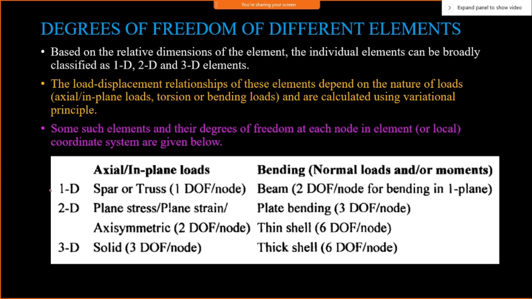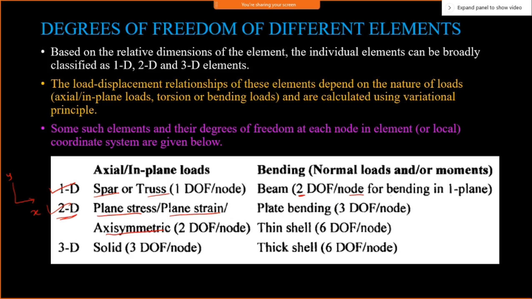So here we can see it is a 1D element, which is a spar or truss element. This truss element is further extended to 2D, with 2 degrees of freedom per node. In the beam element, we have 2 degrees of freedom per node for bending in a single 1D analysis. If you look into plane stress, it is called 2D because it considers x and y direction deformation. It comes under the category of plane stress, plane strain, and axisymmetric. All these come under 2 degrees of freedom per node, and that's what makes it a 2D analysis.